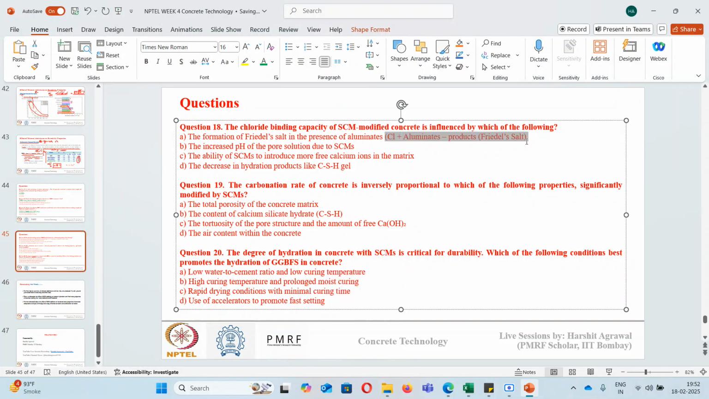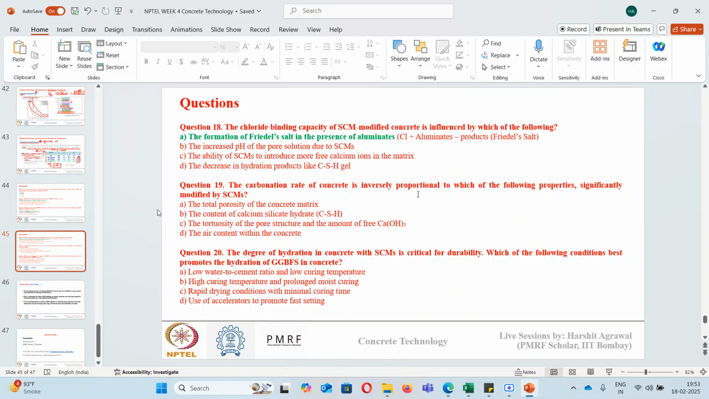Okay, this is not what we have discussed now. This is a part of durability discussion. But for now, remember the chloride binding capacity of SCM is influenced by the formation of Friedel's salt in the presence of aluminates. Okay, so this is an additional advantage of addition of SCMs. Like slag based SCM, which has higher aluminate content, they show higher chloride binding capacity. So instead of allowing chlorides to freely move in concrete, it binds the chloride and blocks its movement.